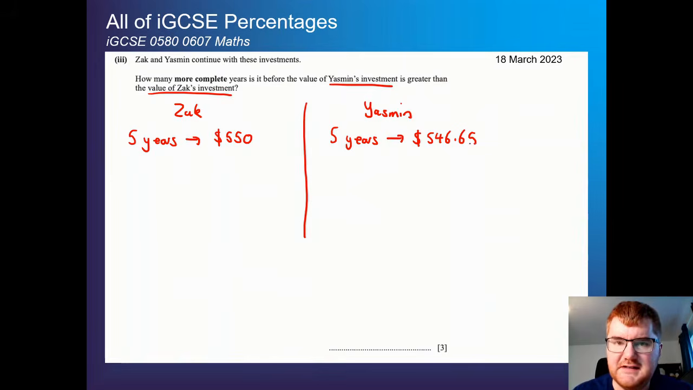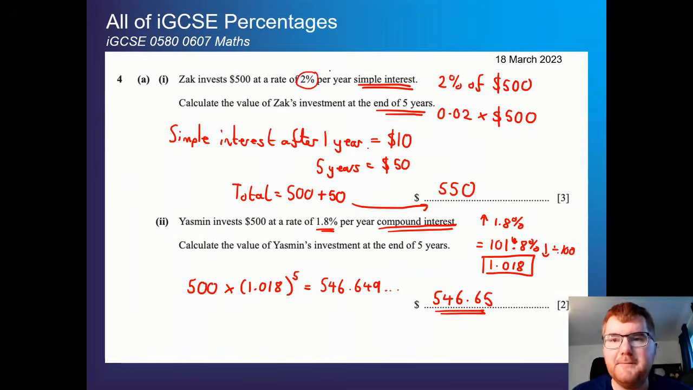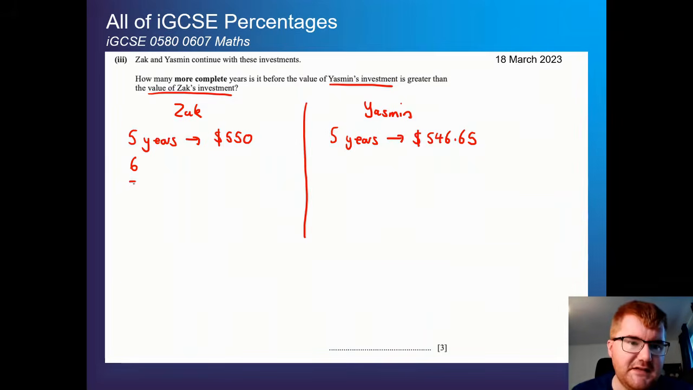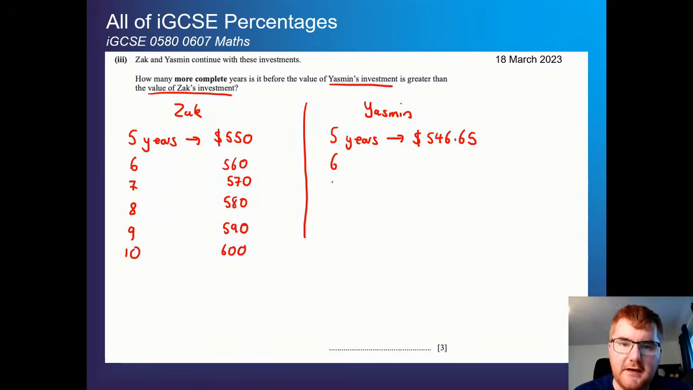546 and 65. And so working out Zack's, again, the simple interest here, so we keep adding on $10 each time. So we've got 6, 7, 8, 9, 10. So we have 560, 570, 580, 590, 600. And what we're aiming for here for Yasmin is when this one is greater than this side over here.